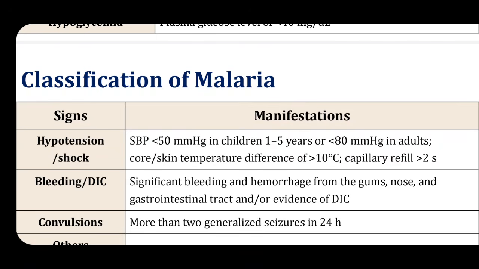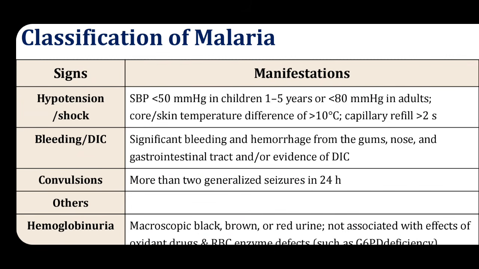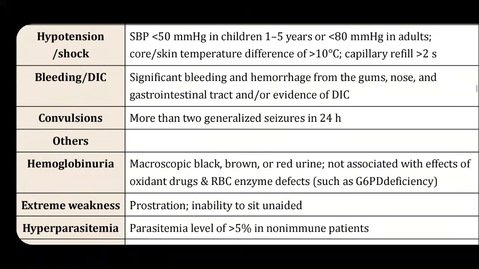Classification of malaria and manifestations continued. The patient may come with hypotension or shock: systolic blood pressure of less than 50 millimeter of mercury in children 1 up to 5 years, or less than 80 millimeter of mercury in adults, core to skin temperature difference of greater than 10 degrees Celsius, and capillary refill greater than 2 seconds. Bleeding or disseminated intravascular coagulation: significant bleeding and hemorrhage from the gum, nose, GIT, or evidence of DIC. Convulsion: more than 2 generalized seizures in 24 hours.